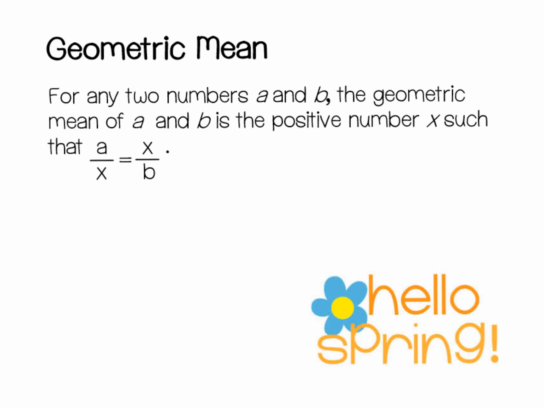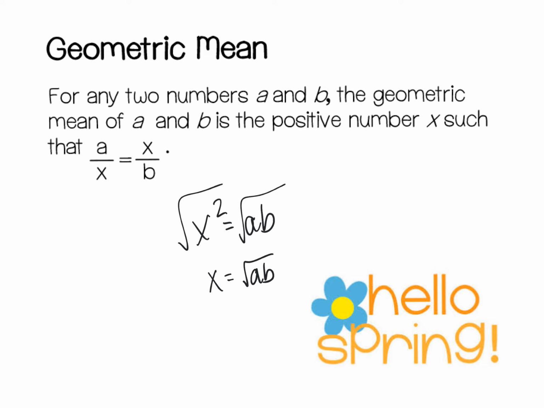The geometric mean for any two numbers a and b is the positive number x such that a over x equals x over b. So really what happens here, you end up cross multiplying. It creates these proportions and you get x squared equals a times b. You take the square root of both sides and you get x equals the square root of ab. And we're saying it's the positive because it's a measurement.